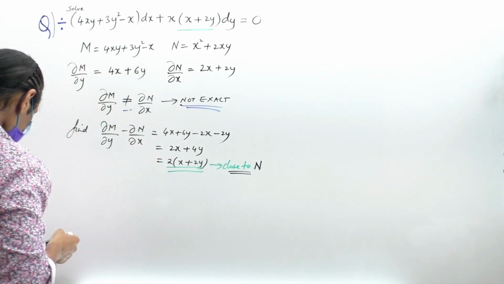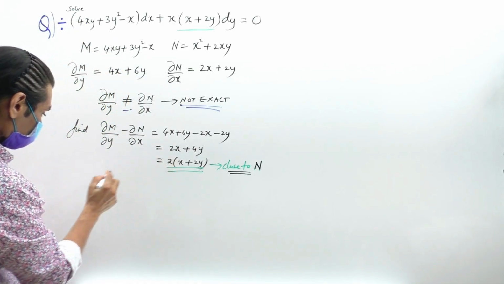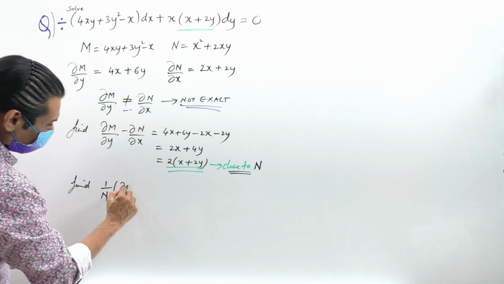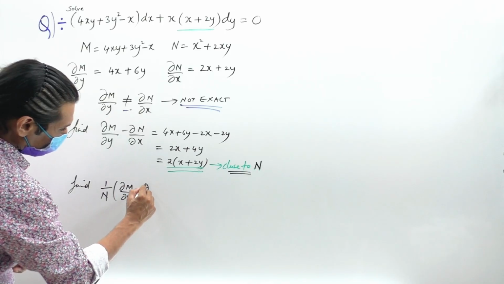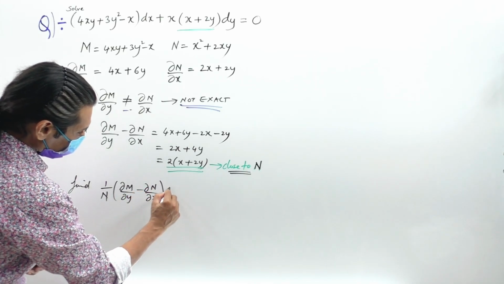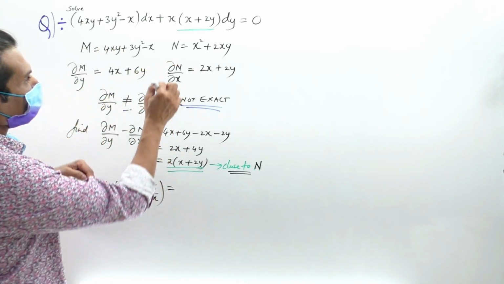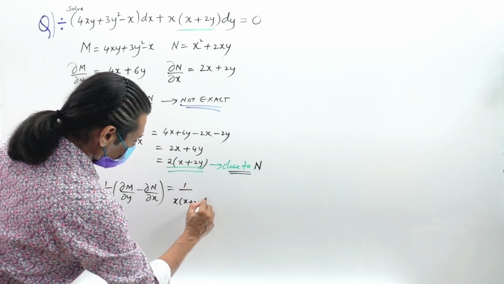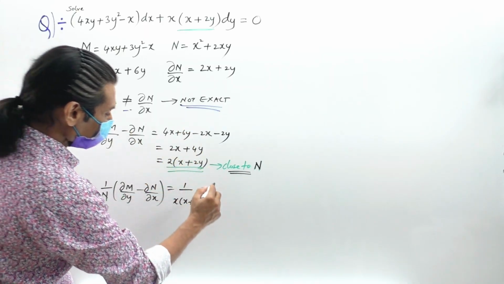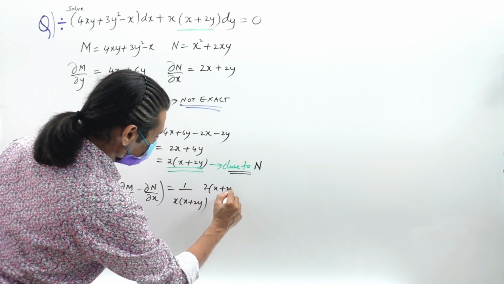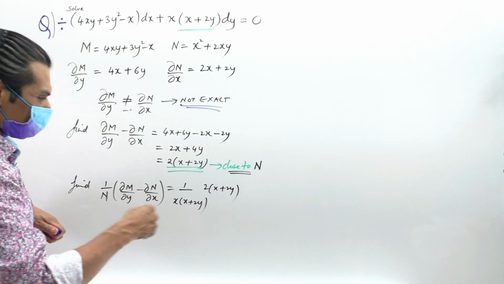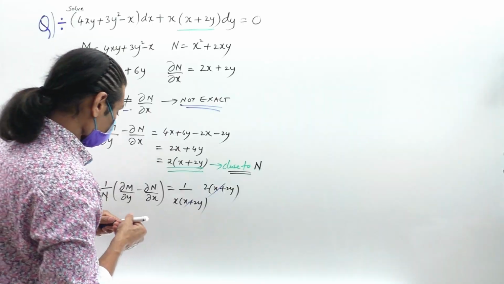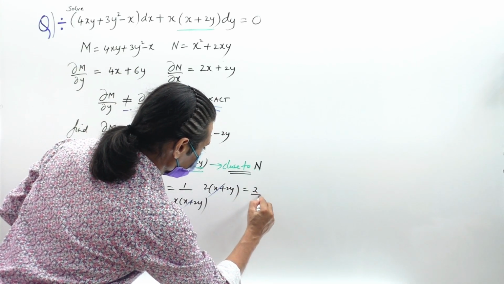So, once it is close to N, what do we do? We find 1/N times (∂M/∂y - ∂N/∂x). That will be now, what is N here? We take as it is, 1 by x(x + 2y). What is the difference I am getting? 2 into (x + 2y), and here x + 2y cancels, and what do I get? I get this as 2/x.